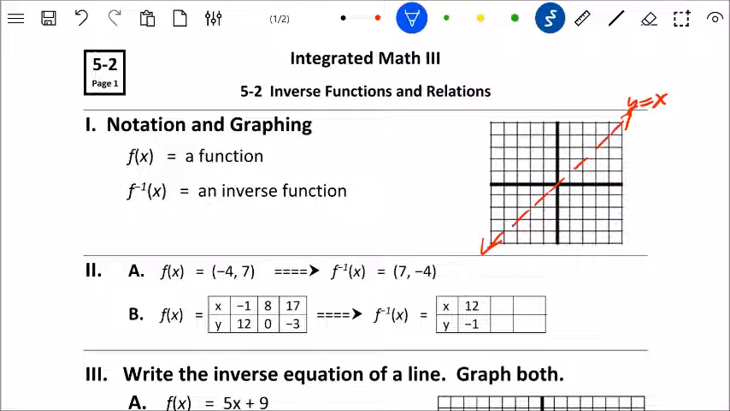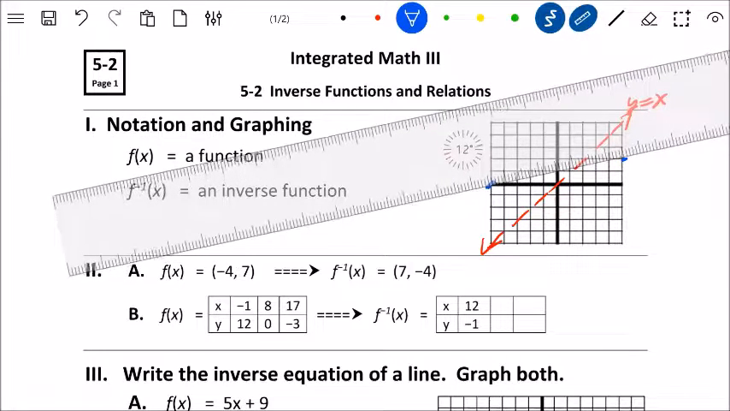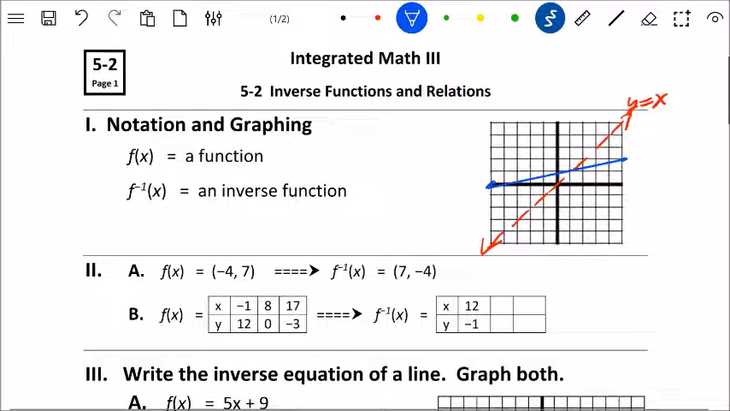And a function, let's take a function like this one. I'm going to use this point and this point, and I'm going to draw a nice line. And this one is what we call f of x. That's the main function.